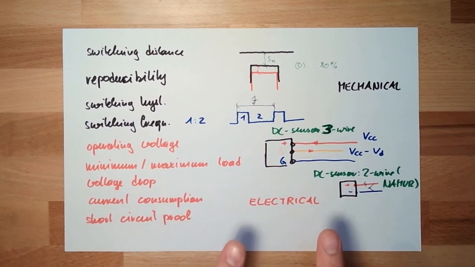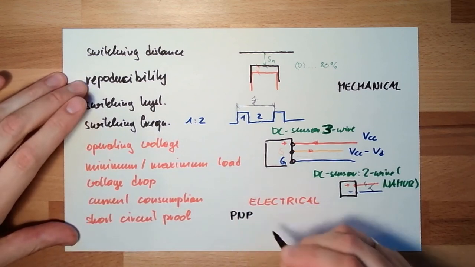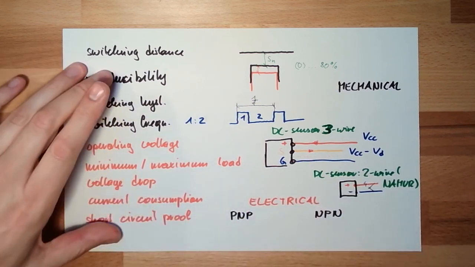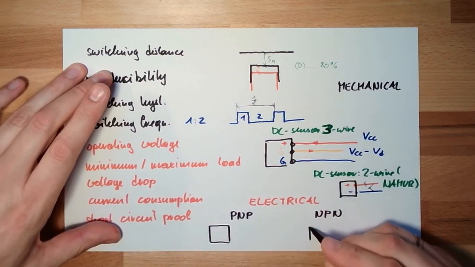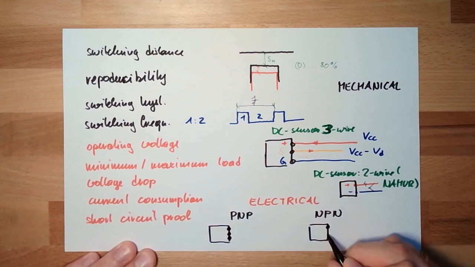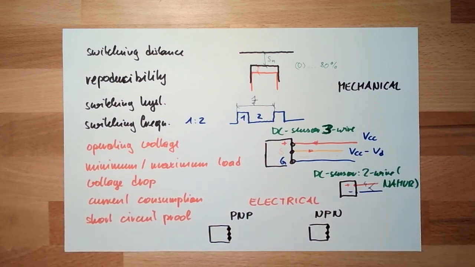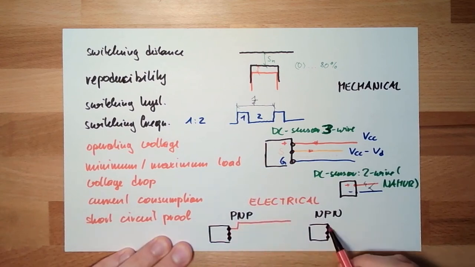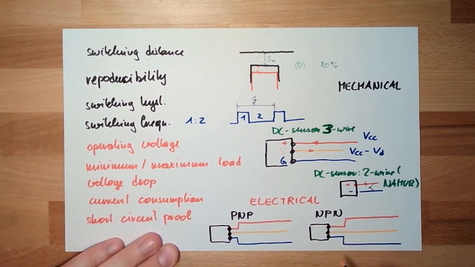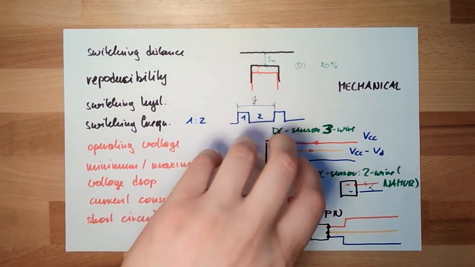Okay. Now, there is also a difference between the so-called PNP and the NPN technique. This is positive switching, this is negative switching. What does it mean, a PNP and an NPN sensor? I will use the three-wire connection. So 1, 2, 3. There is the plus line, there's the ground line, and then there is the signal line.